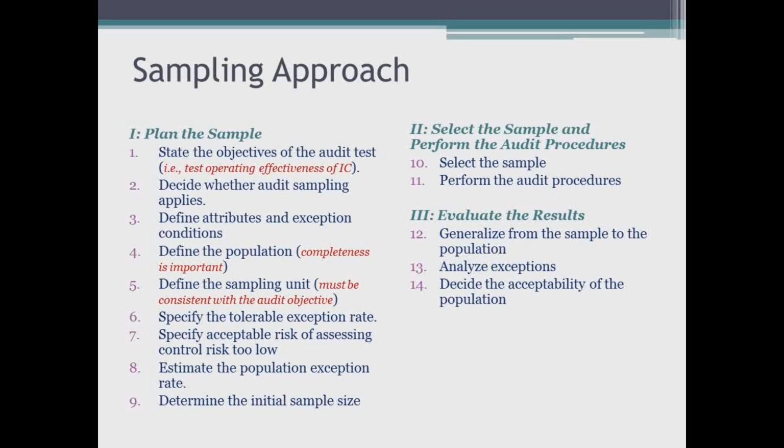And then once you've completed your testing, you're going to evaluate the results and generalize from the sample to the population. So when we opened this lecture, I said there's no such thing as an isolated misstatement. Auditors have to generalize or extrapolate the errors or exceptions that they find in their sample back to the entire population. So let's look at an example of that.